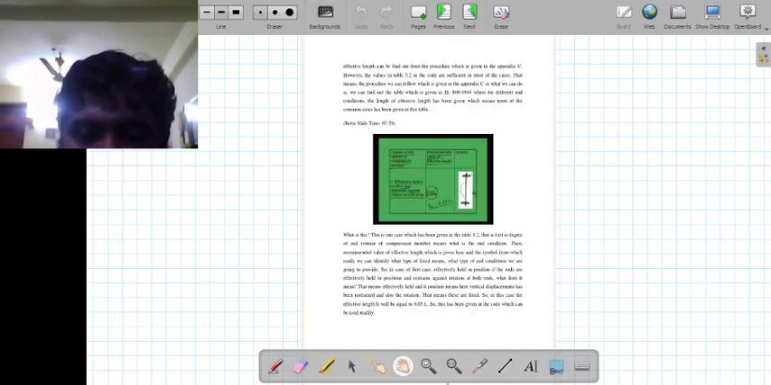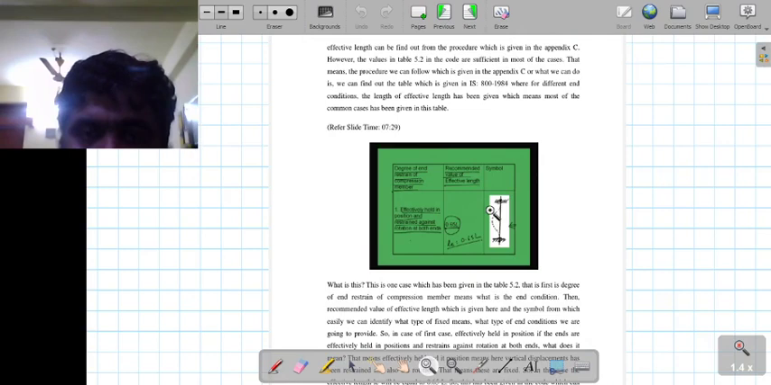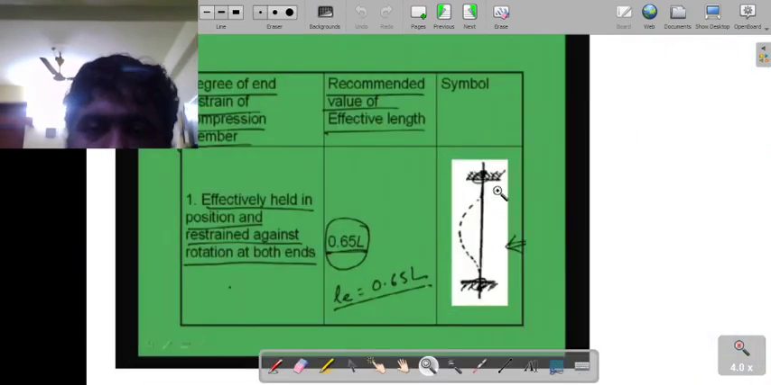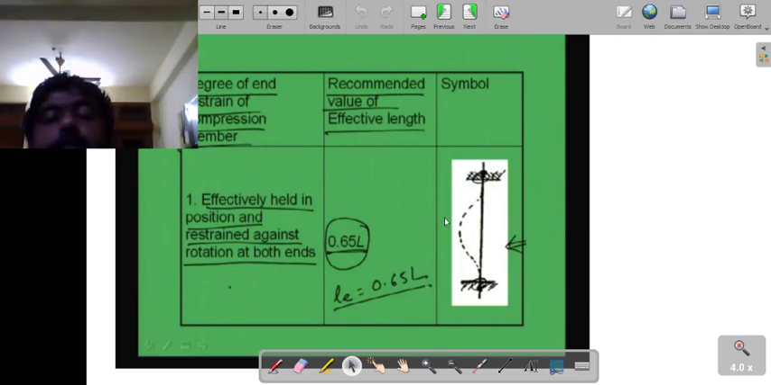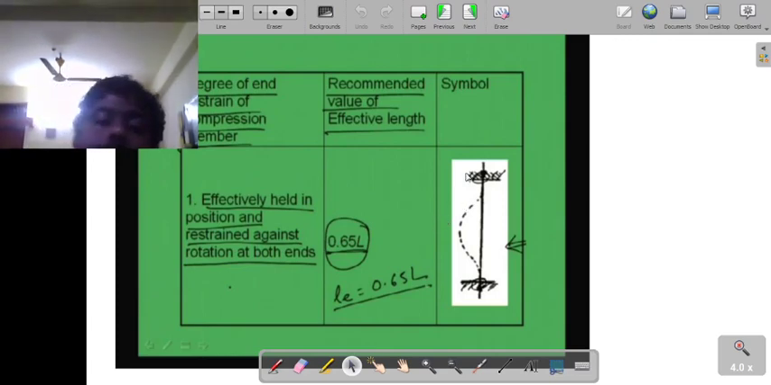Okay, if you look at this table, this is the type of support which I was just talking about, where both ends are fixed and the rotations are restrained horizontally as well as vertically. In such a case the effective length will be 0.65 L. That means the end-to-end length is L, but the effective length will be from here to here. This is written as effectively held in position and restrained against rotation at both ends. So position is blocked as well as horizontal movement is also blocked.